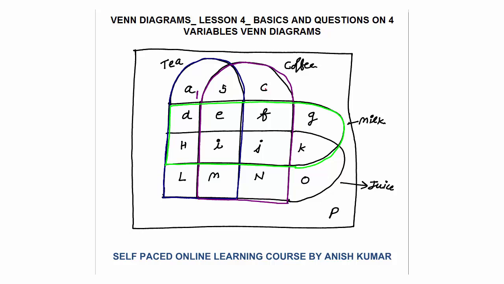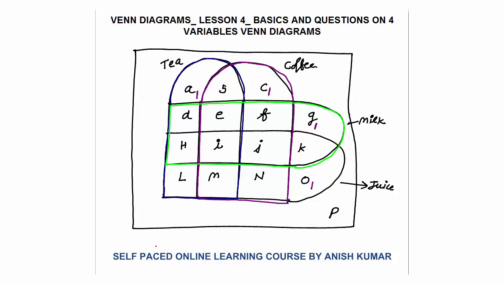Only coffee, the number of persons will be C, because C is the only part that is in only the coffee circle. B comes in tea and coffee. E, F, I, J, M, N are all also in the circle of milk and juice. So when I say the number of people who consume only coffee, your answer should be C. Only milk, your answer should be G. Only juice, your answer should be O.